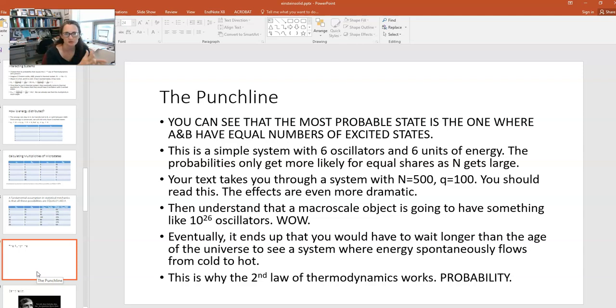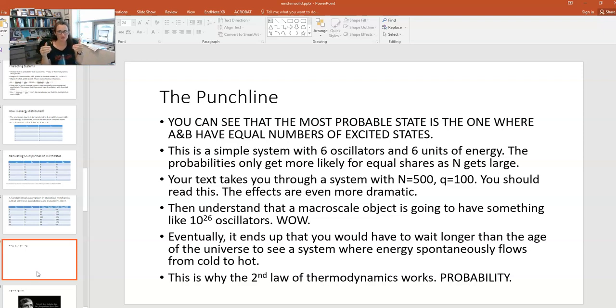Now, this is just a simple example, the simplest possible example that we can get, right? I mean, it's very easy and straightforward. 3 oscillators per system, right? 6 total excited states. Those probabilities are only going to get even more extreme and skewed toward equal sharing as the system gets larger. So Schroeder's text actually takes you through a system that has 500 oscillators and 100 excited states. Now that's not even approaching a real world system, but the effects are even more dramatic, and the probability for equal sharing in between the excited states is even larger.